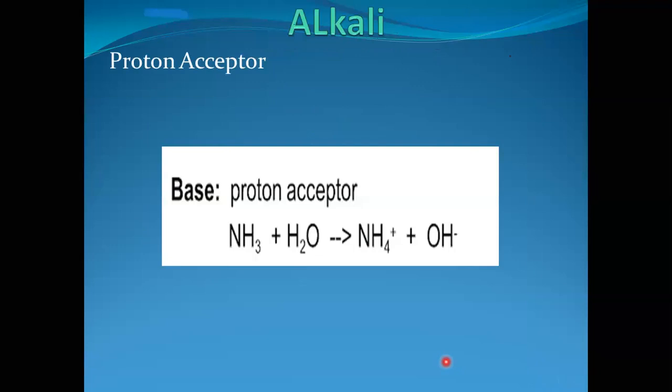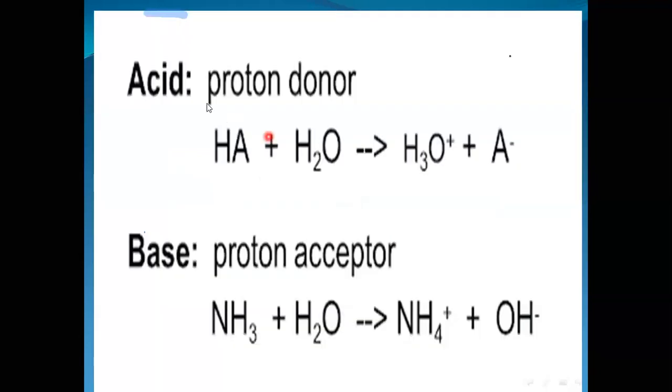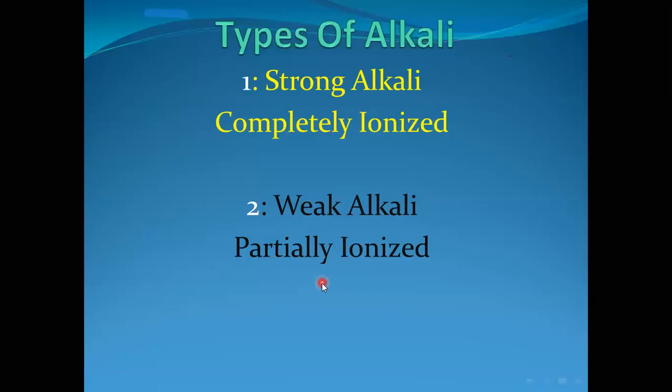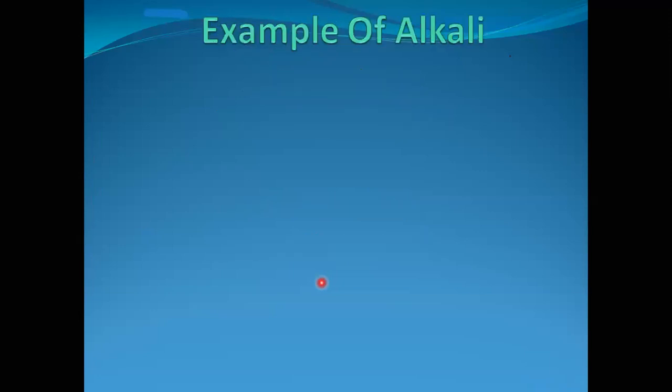Base or alkali is a proton acceptor. Proton acceptor means it will gain hydrogen. NH3 becomes NH4, so it gains hydrogen. Again here, acid is a proton donor, base is a proton acceptor. Types of alkali: strong alkali and weak alkali. Strong alkali is completely ionized, weak alkali is partially ionized. Examples of alkali: sodium hydroxide, calcium hydroxide, potassium hydroxide. So you must say the word hydroxide for alkali.